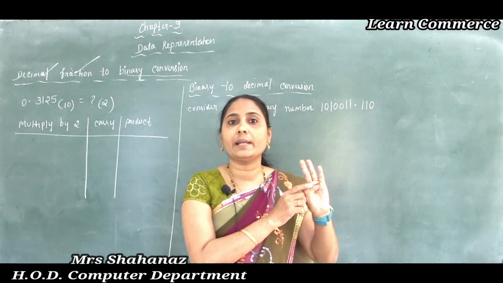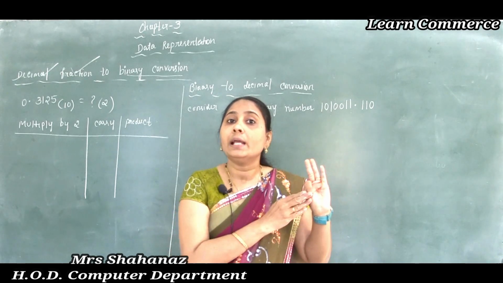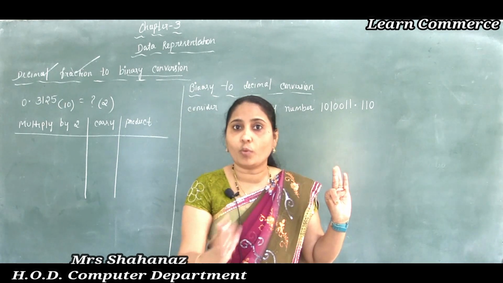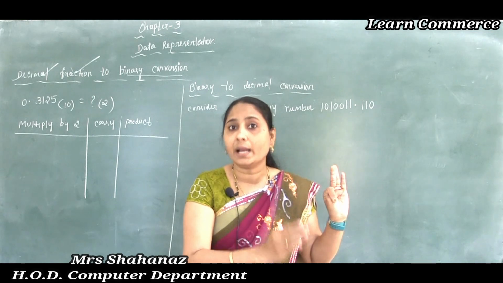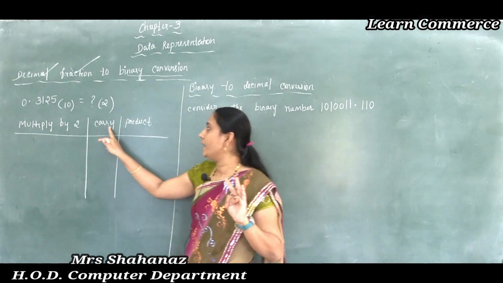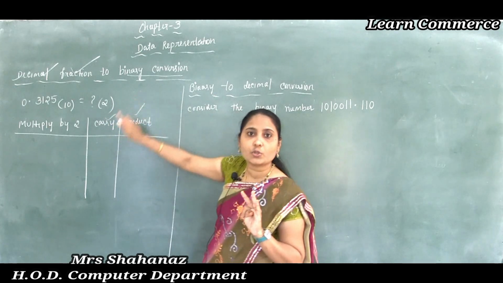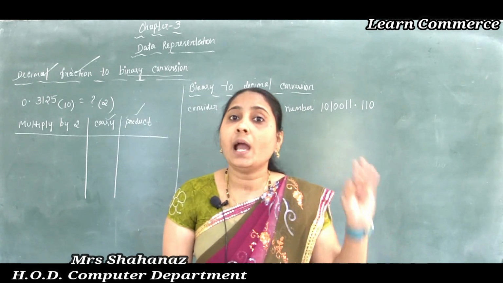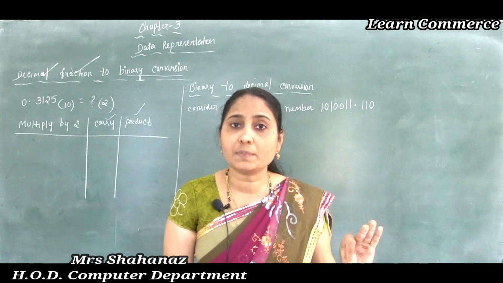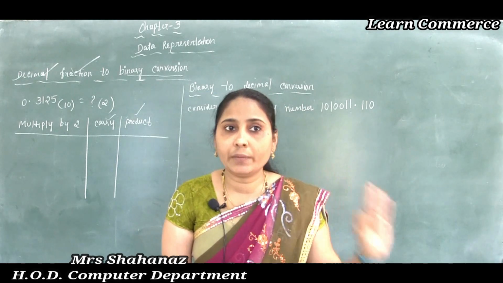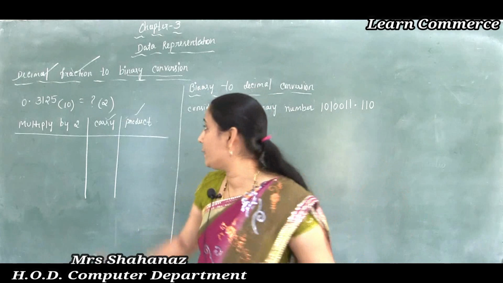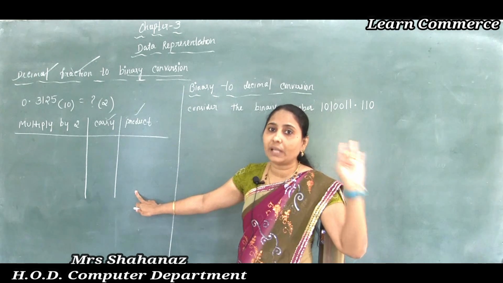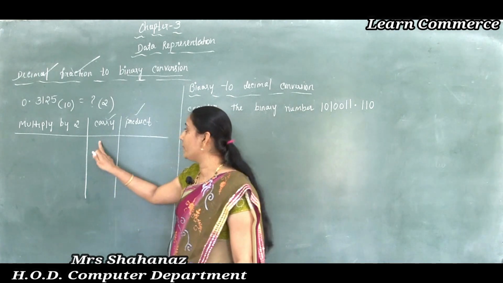Clear this part? Next, you have to repeat this step 1 again and again. What is step 1? It is multiply by 2. Whatever the decimal fraction in the question is, multiply it by 2 and note the carry and the product. We need to repeat this step again and again until the fractional product becomes 0, that is, until the product value is equal to 0. And step 3: the first carry will be the MSB.